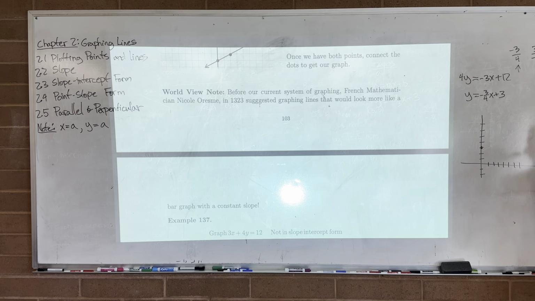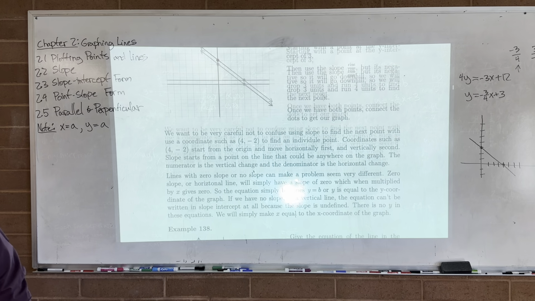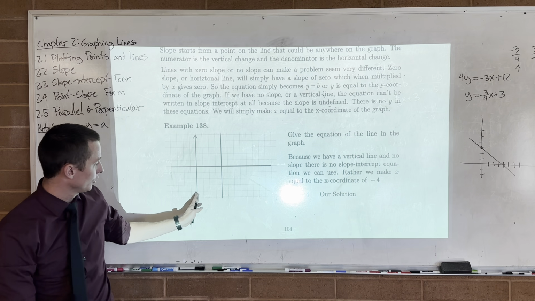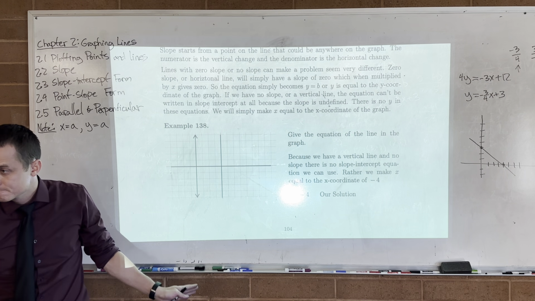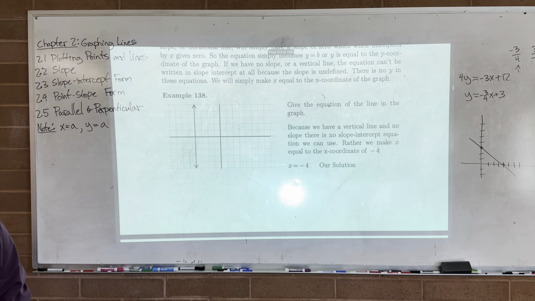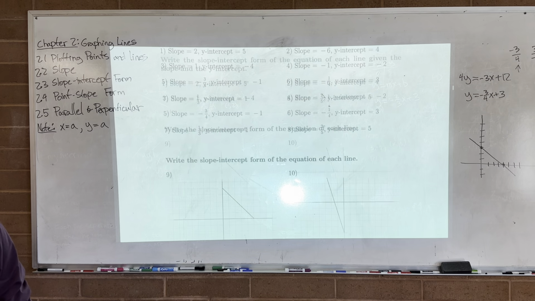Good? Okay. And ta-da, who would have thunk? All right, x equals negative 4. That's just a vertical line at negative 4. We already talked about how to do those.